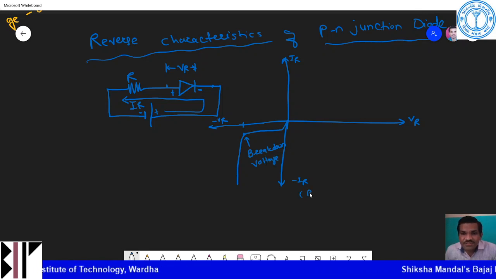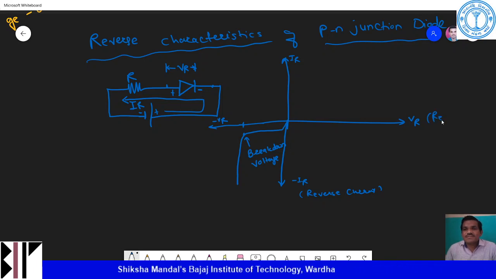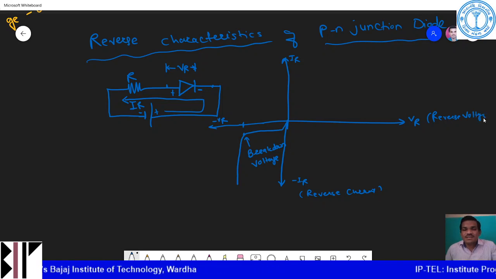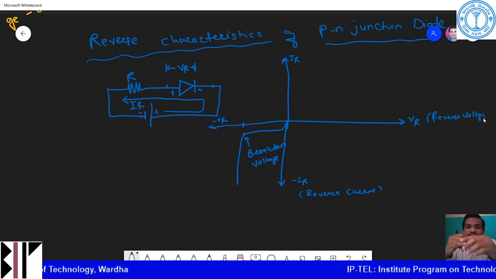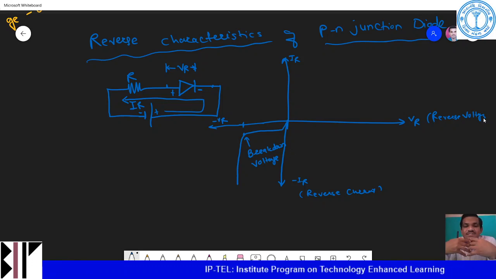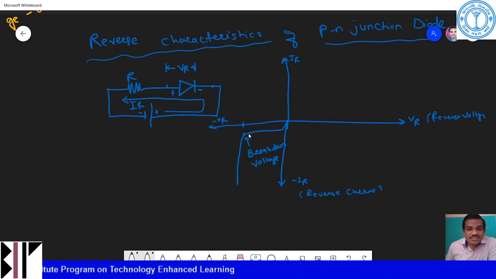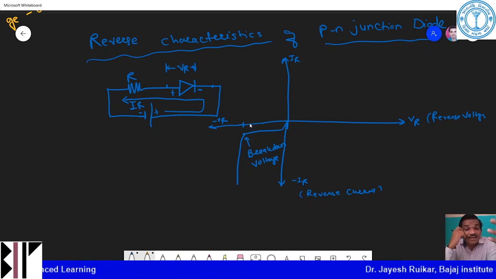So this is your reverse current, IR, and this is your reverse voltage, reverse current and reverse voltage. As we increase the reverse voltage, your reverse current also increases initially. Likewise in this curve you can see that your reverse current increases initially, but after a certain voltage the current remains constant.